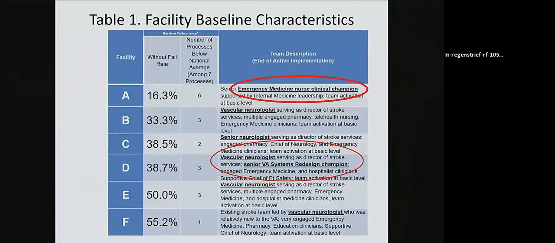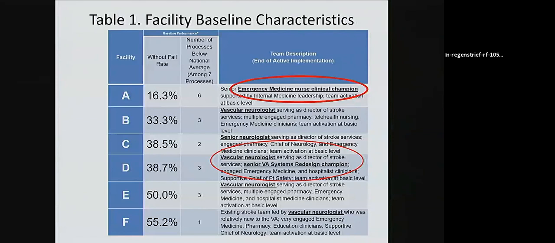This just gives you an overall summary of the team descriptions and who the leads are. I circled them in red. For the majority of the sites, 5 out of the 6 sites, a neurologist is our team champion or team lead. However, in one of the sites, it was an emergency medicine nurse who led the program. And at another site, a system redesign champion joined the vascular neurologist. So we have a little bit of variety in who leads the programs.